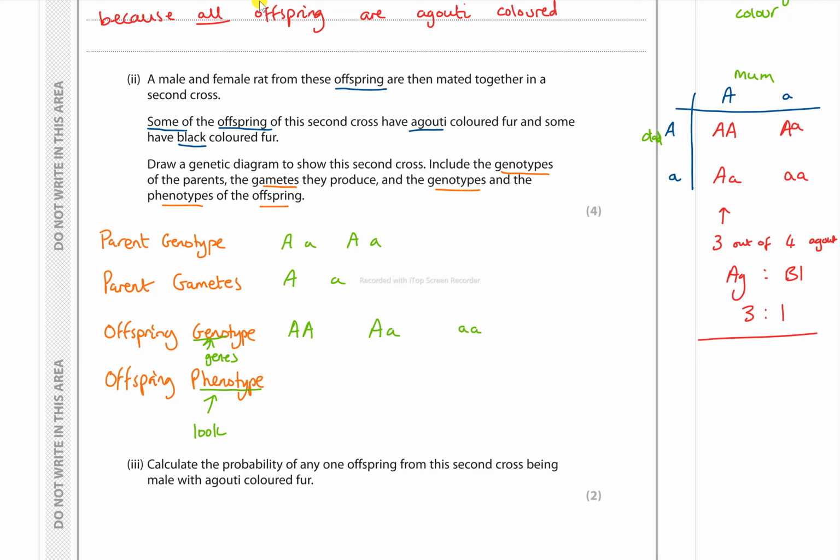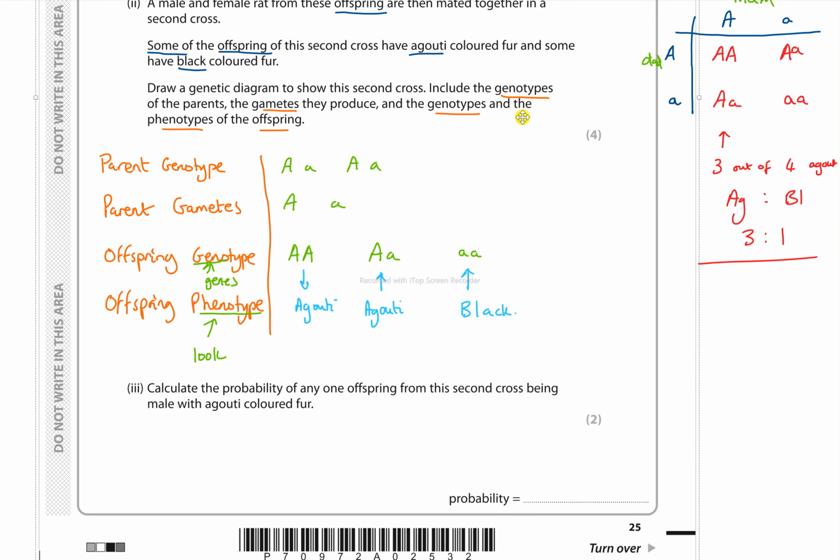Now the offspring will be agouti colored. This will also be agouti colored because remember we said it's dominant, and this will be black. You can do both of these, just remember that. You can do a genetic diagram there, or you can do the Punnett square there.